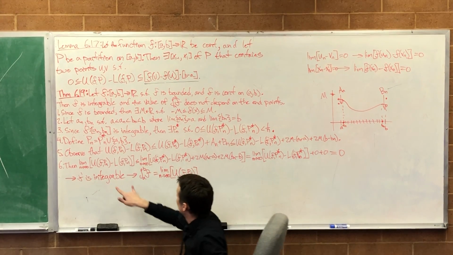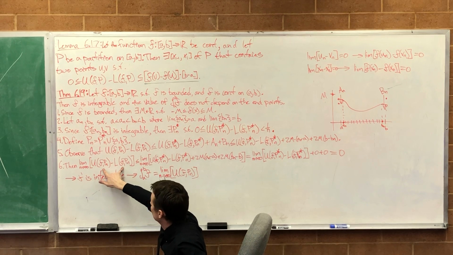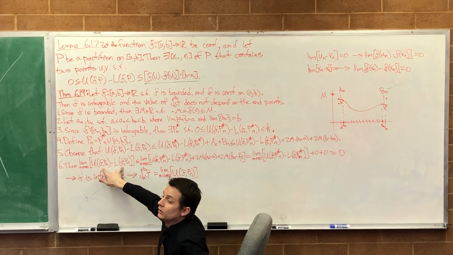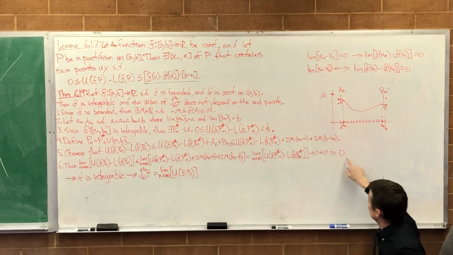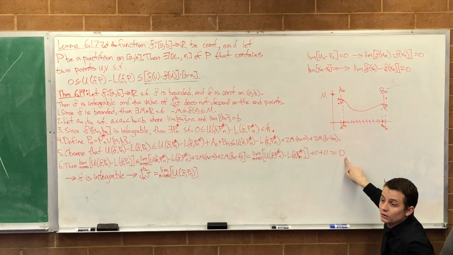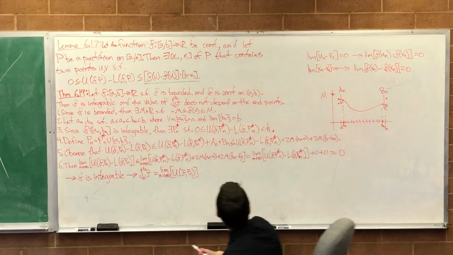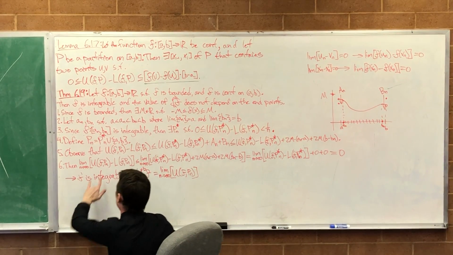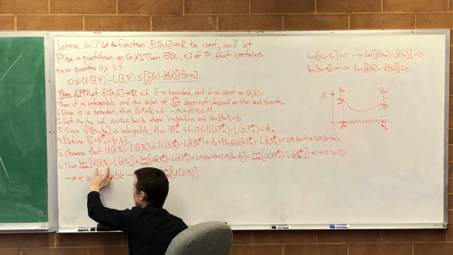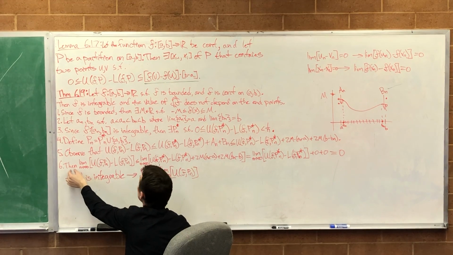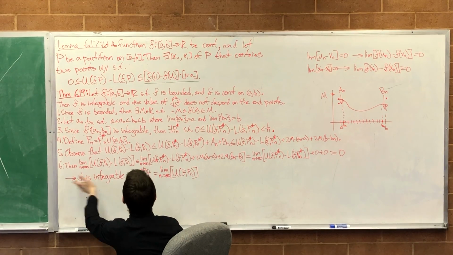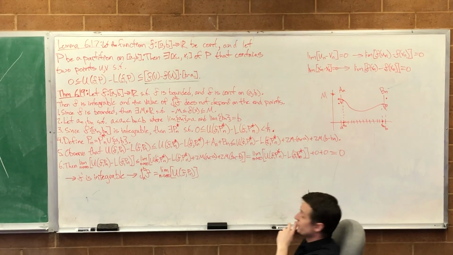Because this limit is 0. Because it's also greater than or equal to 0? Oh, yes, sorry. Yeah, our upper Darboux sum is always a bigger value than our lower. So I should have started with 0 is less than or equal to blah, blah, blah. Sorry about that. That's absolutely right.